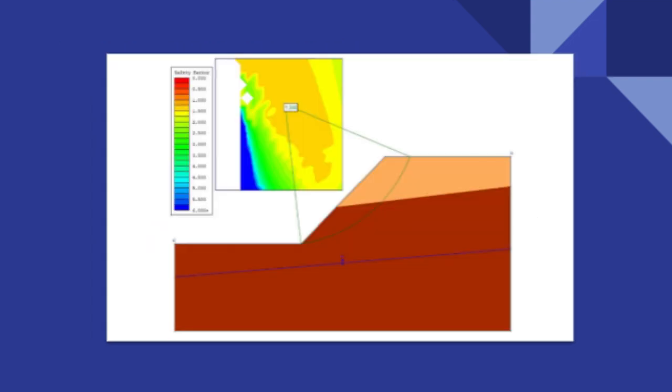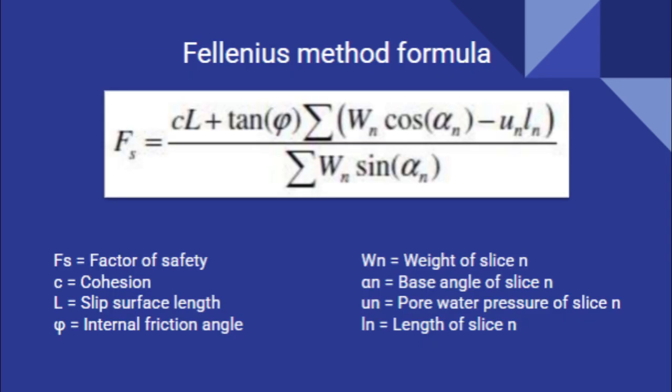These assumptions are convenient. In that way, we can perform useful and quick stability evaluations in early stages of geotechnical design. The Fellenius method uses the following formula, which is factor of safety equal to the cohesion multiplied by the length of the slip surface, plus the tangent of the internal friction angle multiplied by the sum of the weight of each slice, times the cosine of its base angle, minus the pore water pressure times the length of each slice base. Then, we have to divide the entire numerator by the sum of the weight of each slice times the sine of its base angle.